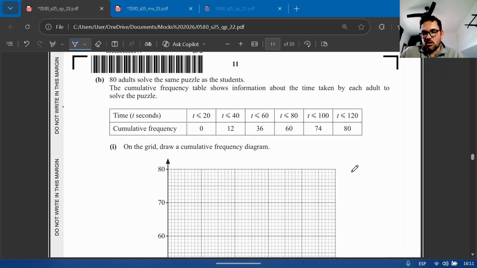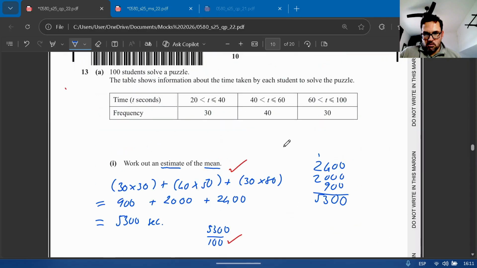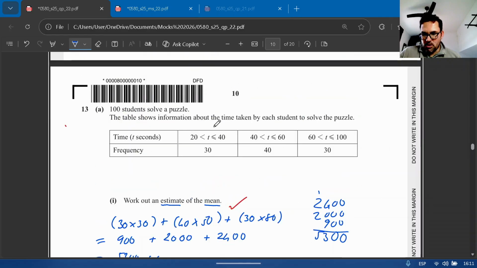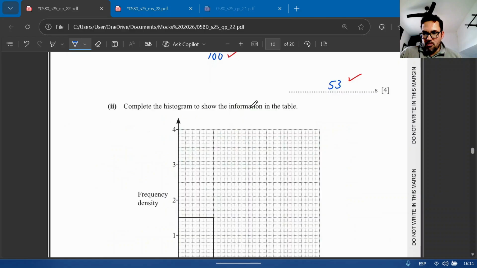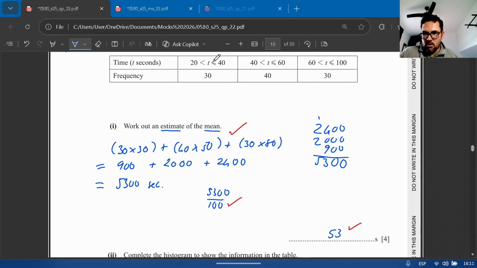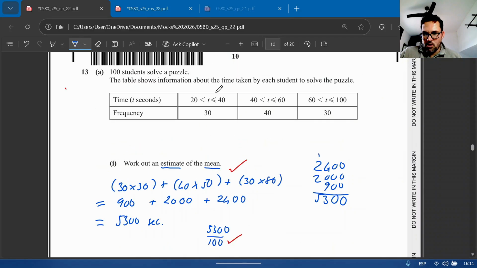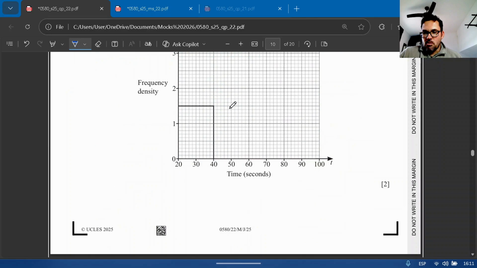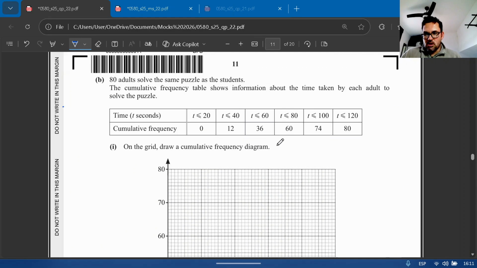Now very important. Frequency diagrams. Where we used the midpoint before, remember, here we used the midpoint for question A. For histograms, we use the class width. So first we use the midpoint of the class, then we use the class width. For cumulative frequency, we use just the upper end: the 20, the 40, the 60, the 80, the 100, the 120. And what they've done is they've added up the values.